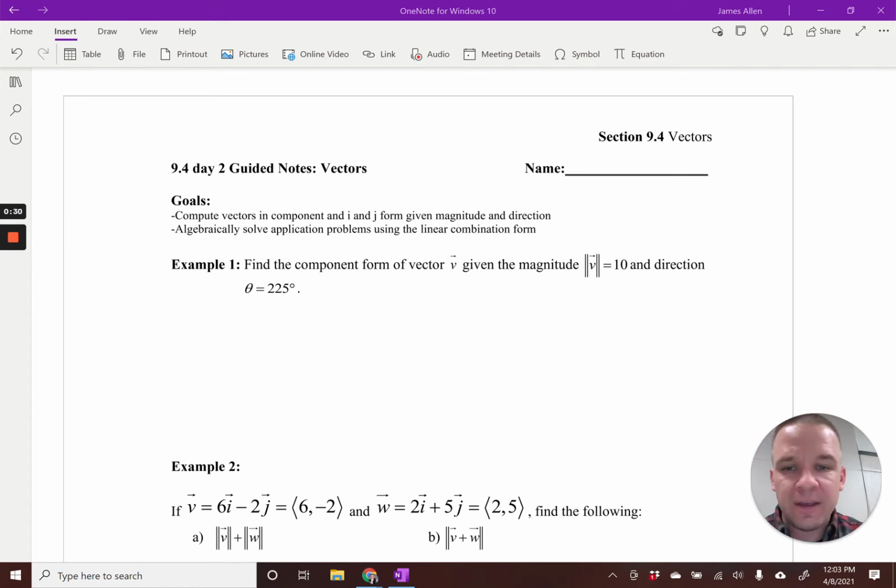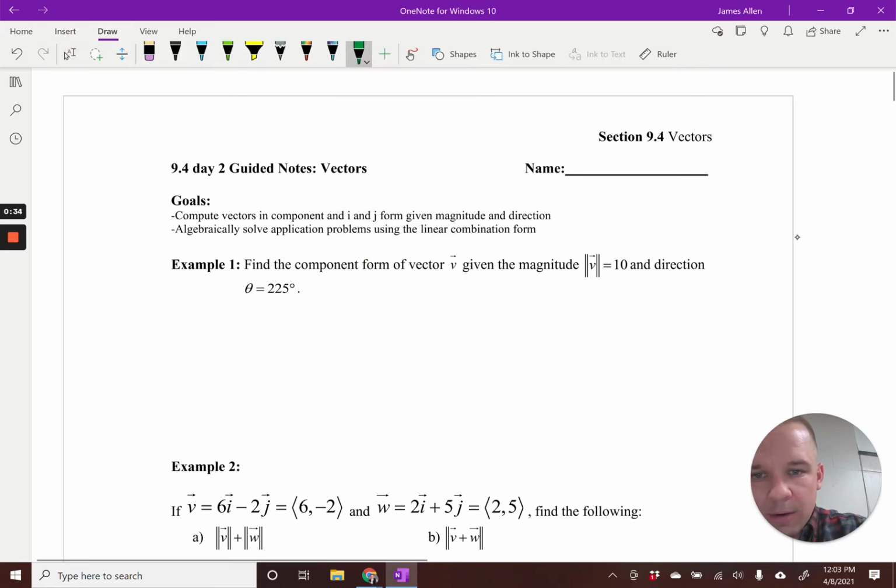First one, find the component form. So that would be our, let me get a marker up here. That'd be our a comma b of the vector v given the magnitude being 10 and the direction being 225. Now, some of us are visual. Some of us like to go the algebraic approach. We're going to show you both. All right, or I'm going to show you both.